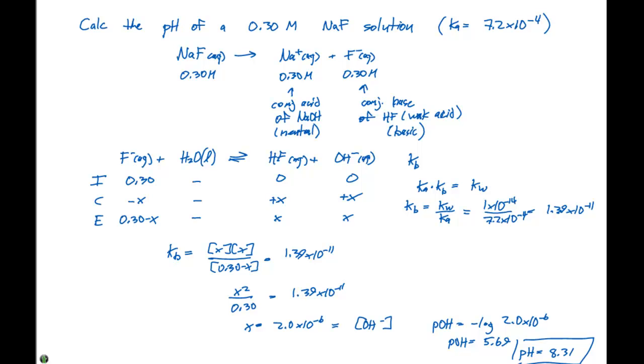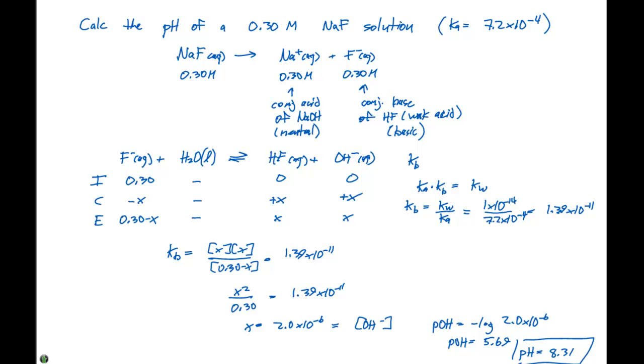We're asked to calculate the pH of a 0.30 molar NaF solution. We look at that particular salt, look at the cation, look at the anion, and figure out if the cation and anion are going to be acidic, basic, or neutral. So we did that in this case. The Na+ will be neutral. The F- is going to be on the basic side. So we set up an equilibrium with what's happening. We're going to get our OH- ions in solution.